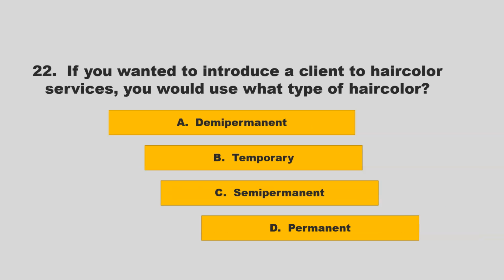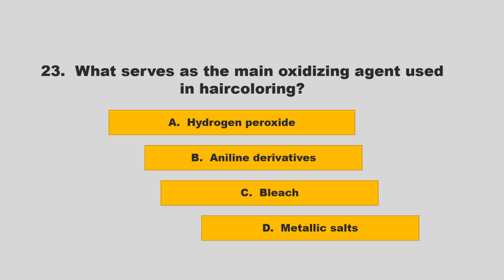If you wanted to introduce a client to hair color services, you would use what type of hair color? Is it demi-permanent, temporary, semi-permanent, or permanent? If you chose A, demi-permanent, you are correct.